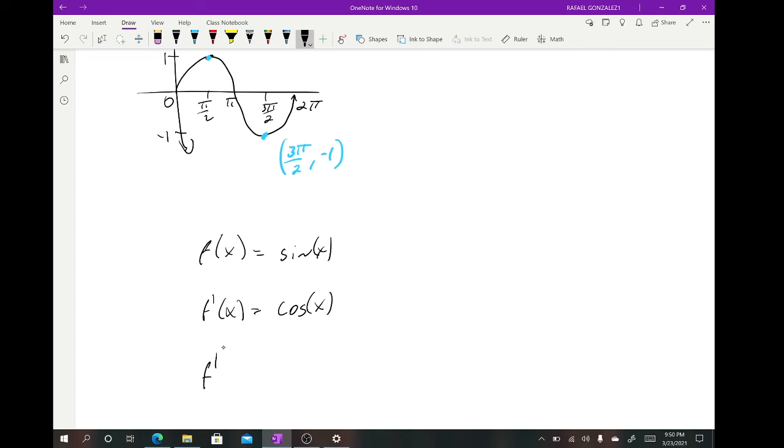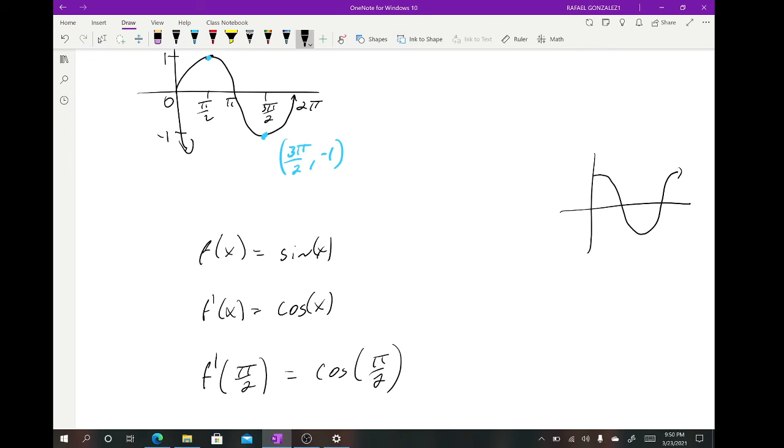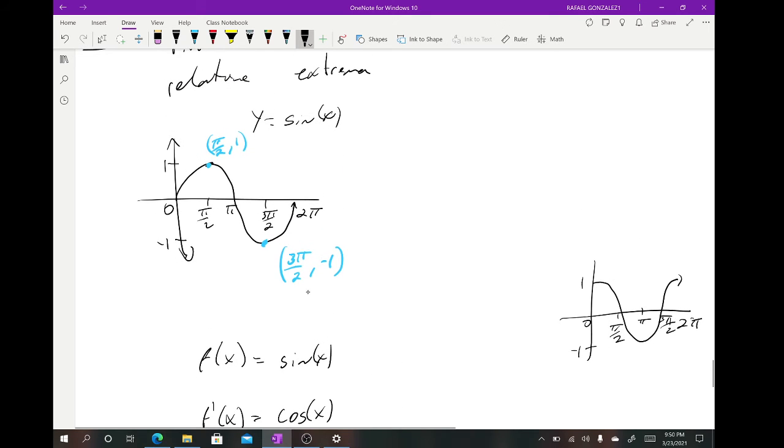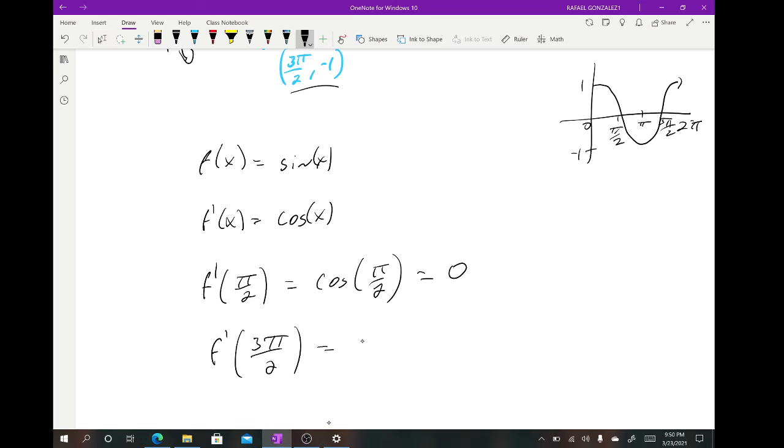So if you do f prime at pi over 2, that's the same thing as cosine of pi over 2. And again, if you remember from pre-calc, cosine begins at 1 and goes down to minus 1 between 0 and 2 pi. So at pi over 2 you have 0, at 3 pi over 2 you also have 0, and at pi you have negative 1. So cosine of pi over 2 is equal to 0. Similarly, by the graph, cosine of 3 pi over 2, which is the other extrema value, is also equal to 0.